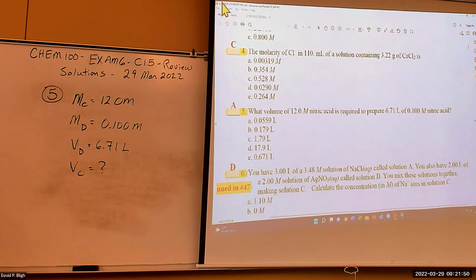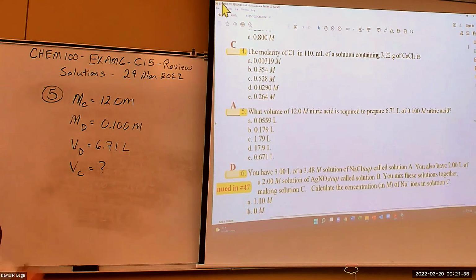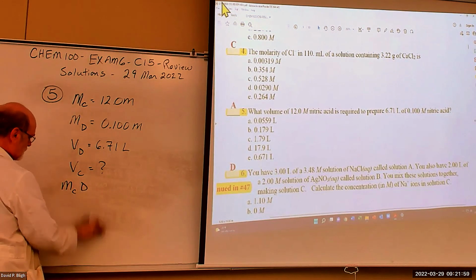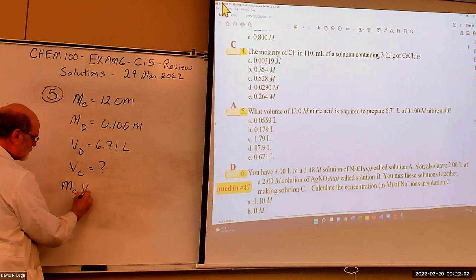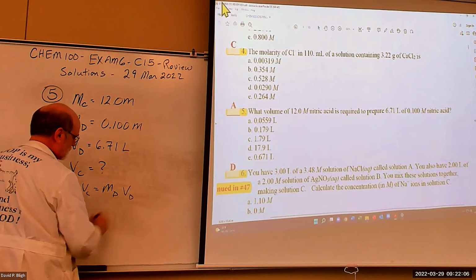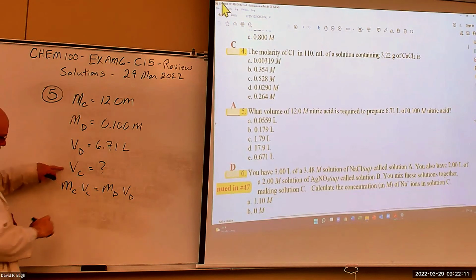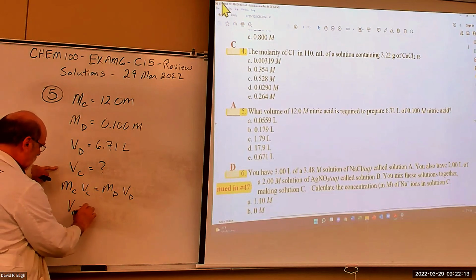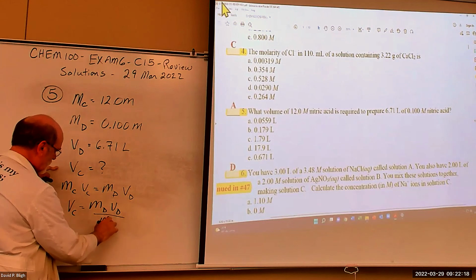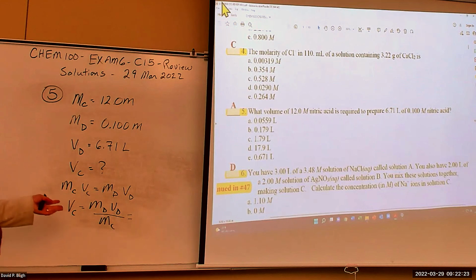I like to extract all the information from a word problem and put it on the board in a more recognizable form. And we know that molarity of concentrated times volume of concentrated equals molarity of dilute times volume of dilute. If we solve for the unknown, that means volume concentrate equals molarity dilute times volume dilute divided by molarity concentrate. And then you just plug in your numbers.